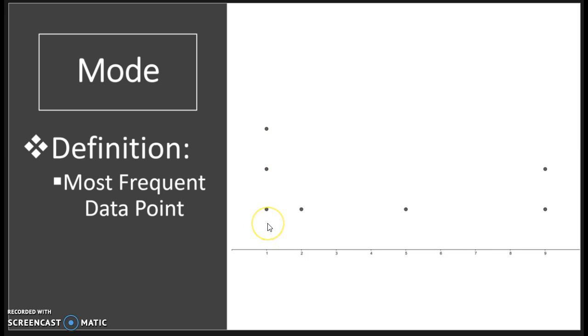So 3 people had 1. If you look at the dots, this would tell us that the 1 was the most frequent data point within the data set, because 3 people had only 1 quarter in their pocket, and none of these other values can beat that. So the 1 would be our mode here.